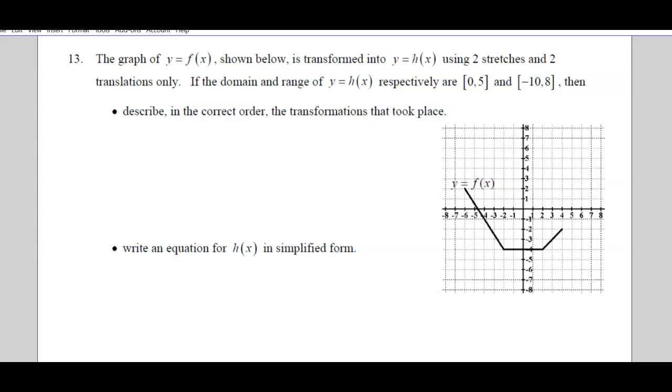Domain and range of h of x is given to you now, so you're going from 0 to 5, negative 10 to 8. Describe in the correct order the transformations that took place. So what I want to look for here is you can look at the actual x values and y values.